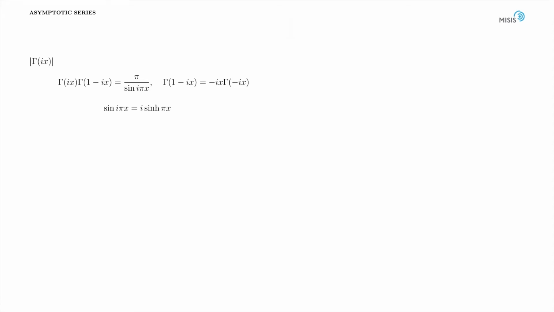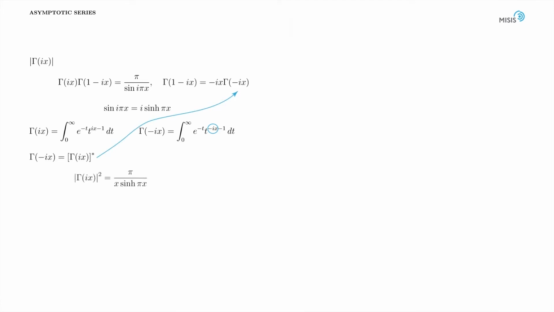Next, we write down the integral representation for the gamma function taken at ix and then at minus ix. We see that the two values are related via the complex conjugation. Plugging in gamma of minus ix into the factorial identity, we immediately obtain the expression for the modulus squared, and then the final expression for the modulus of the gamma function of ix.